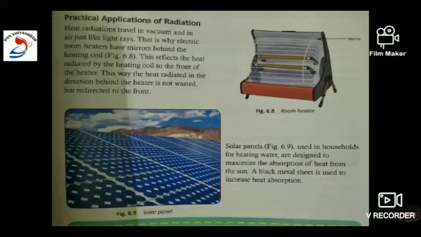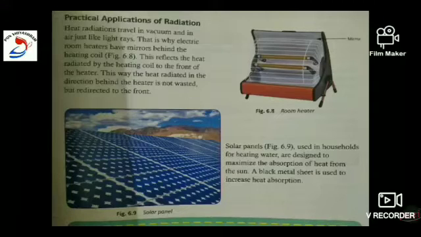Now let's see some practical applications of radiation. Heat radiations travel in vacuum and in air just like light rays. That is why electric room heaters have mirrors behind the heating coil. This reflects the heat radiated by the heating coil to the front of the heater. This way, the heat radiated in the direction behind the heater is not wasted but redirected to the front.